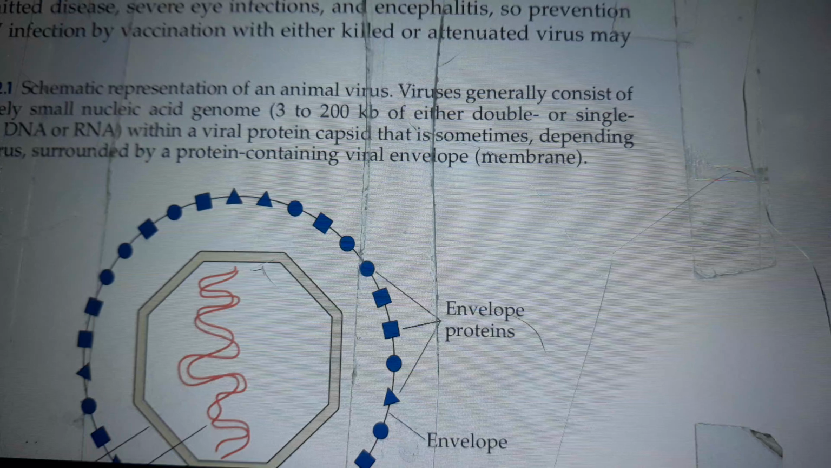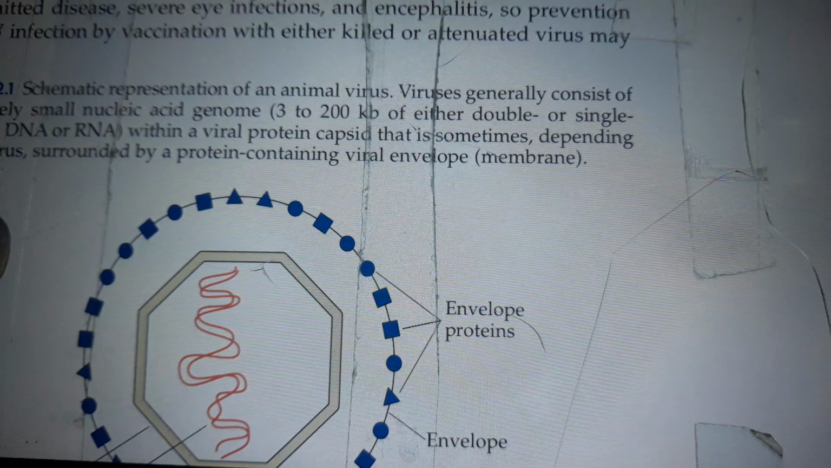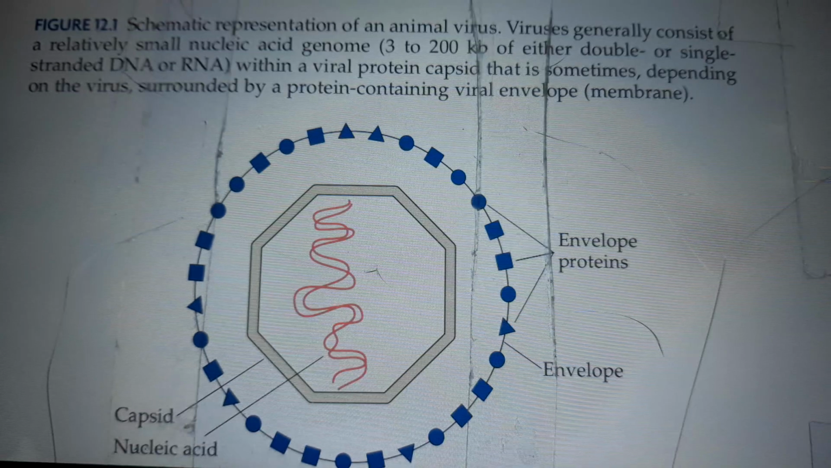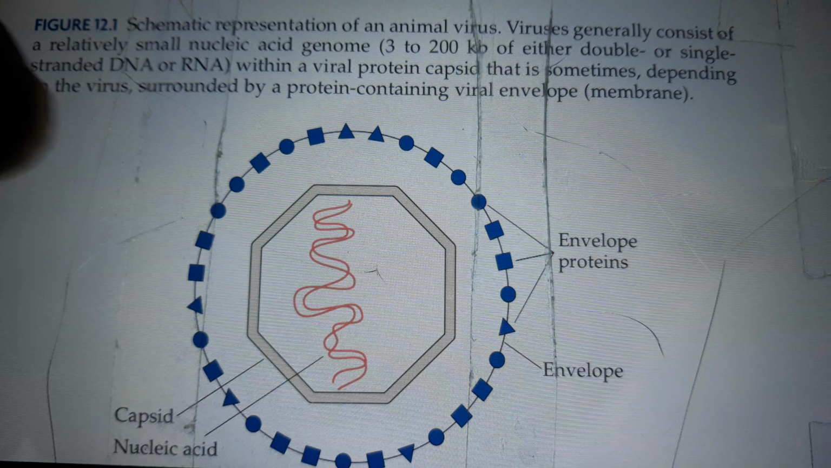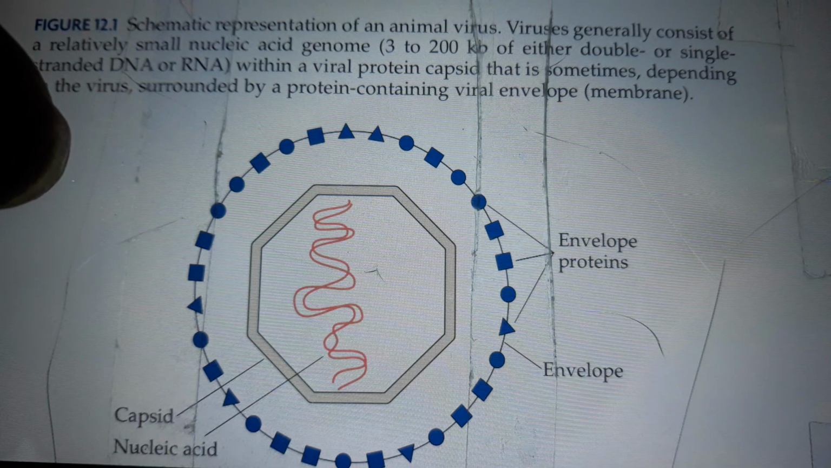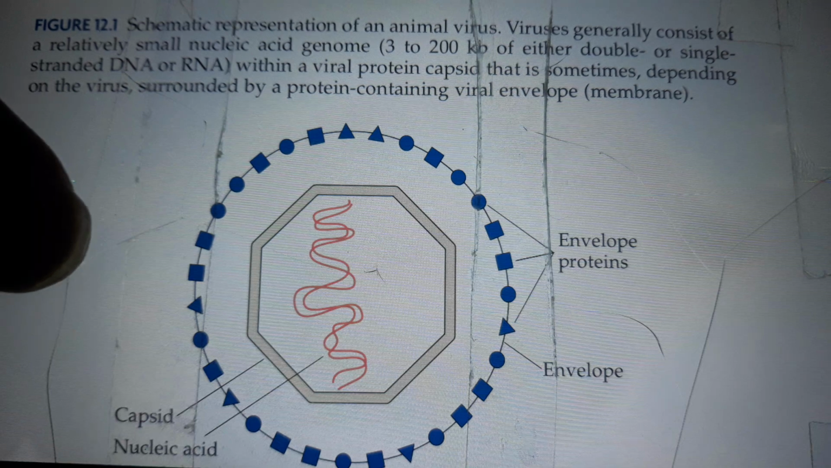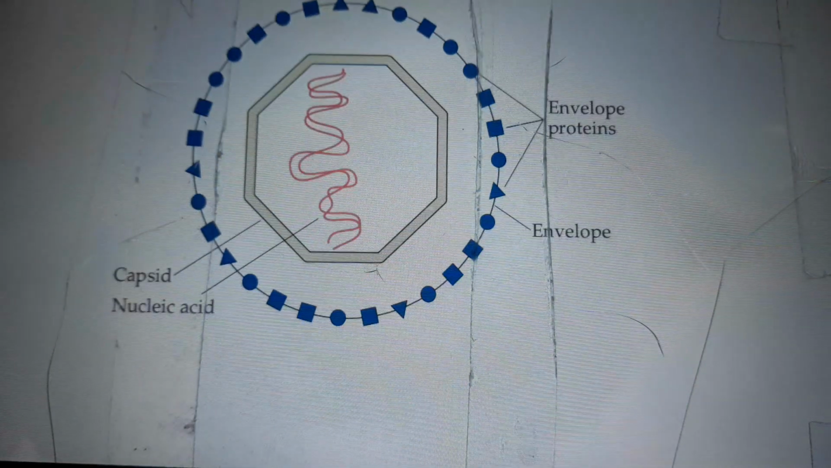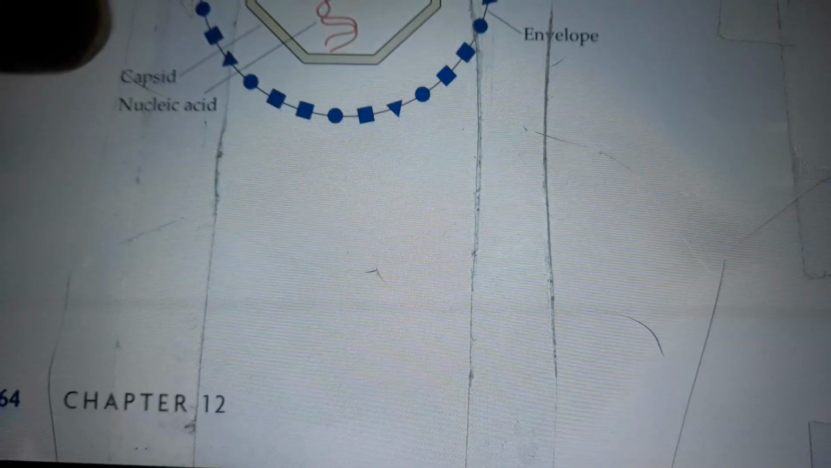Next is figure 12.1, which is a schematic representation of an animal virus. Viruses generally consist of a relatively small nucleic acid genome, 3 to 200 kb of either double or single-stranded DNA or RNA, with a viral protein capsid that is sometimes, depending on the virus, surrounded by a protein-containing viral envelope membrane. This is the diagram of it: envelope proteins, envelope, capsid, and nucleic acid.